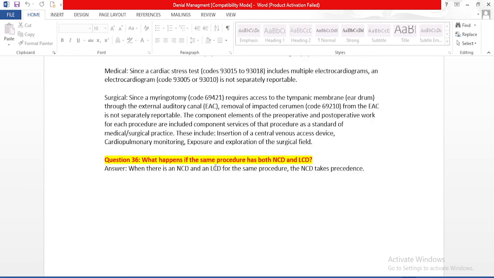Component procedure with the comprehensive procedure. Next question. What happens if the same procedure has both NCDs and LCDs? When there is an NCD and an LCD for the same procedure, the NCD takes precedence.